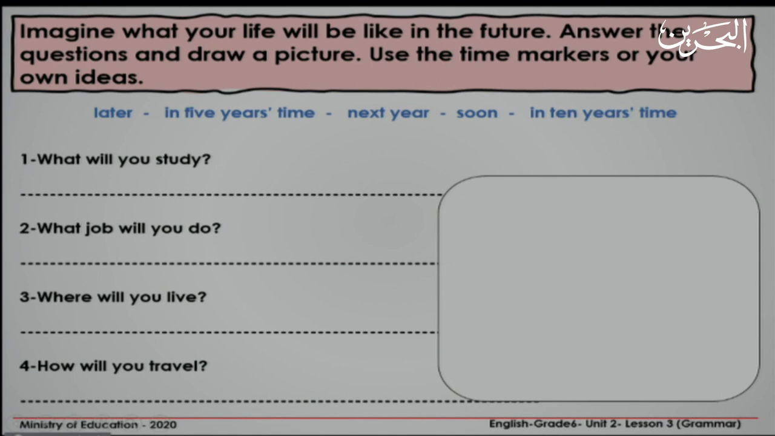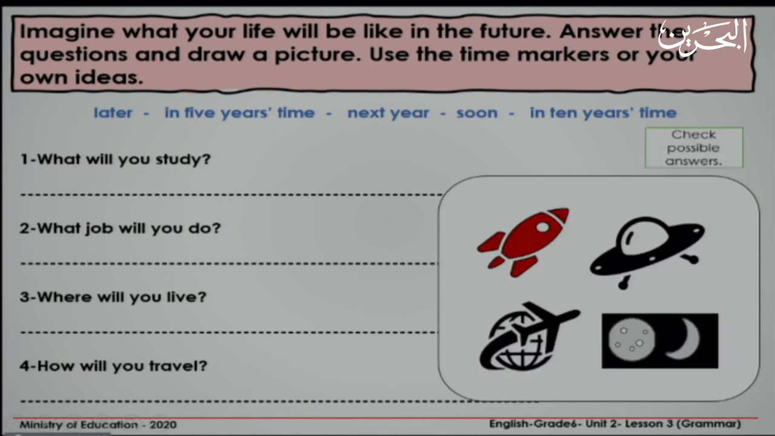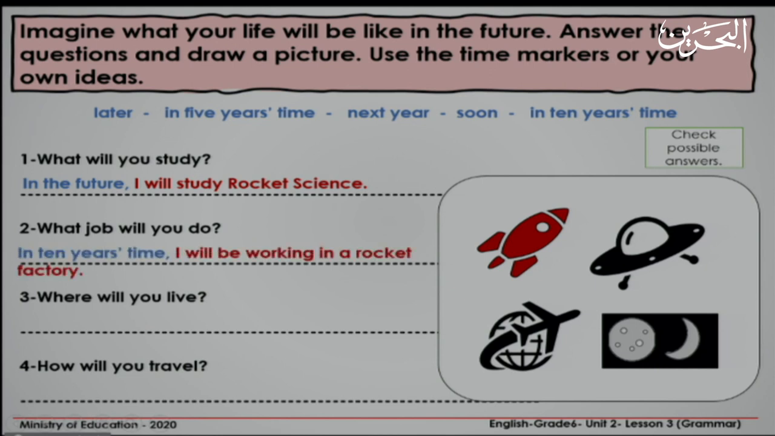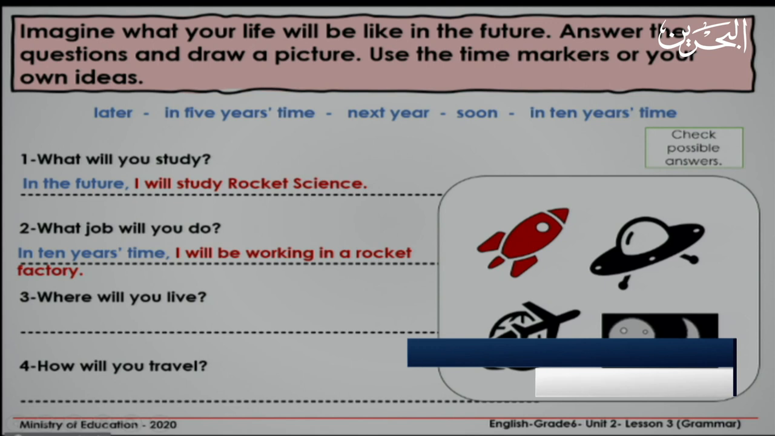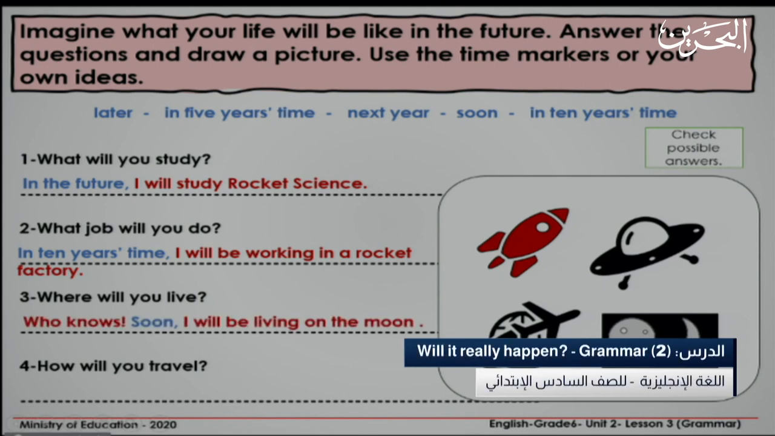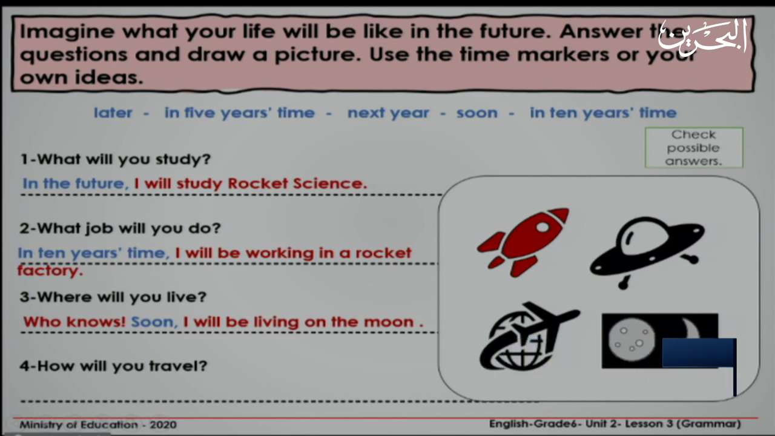Now, let's check some of the possible answers. 1. What will you study? In the future, I will study rocket science. Very good. 2. What job will you do? In 10 years' time, I will be working in a rocket factory. 3. Where will you live? Who knows? Soon, I will be living on the moon. Wow, that's cool. 4. How will you travel? In 20 years' time, I will travel by super fast planes.